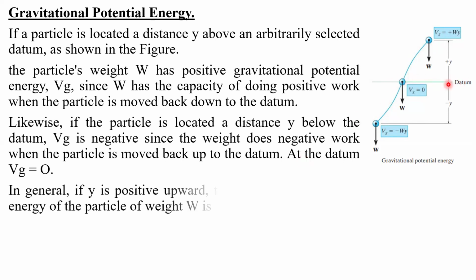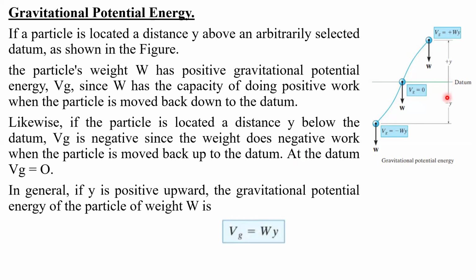Vg is 0. In general, if y is positive upward, the gravitational potential energy of the particle of weight W is Vg = Wy.